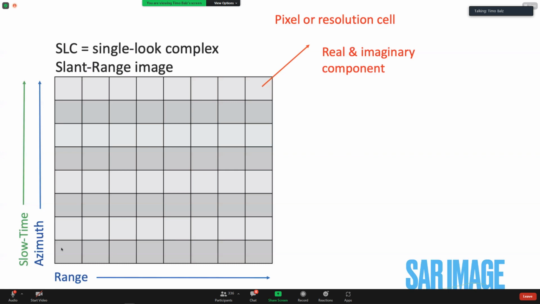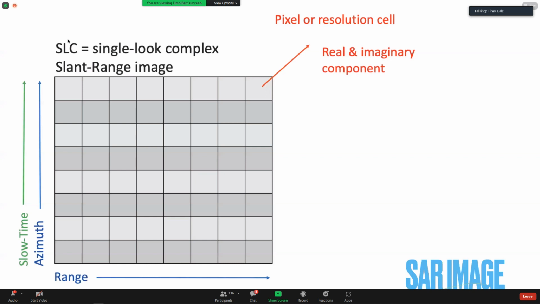And in azimuth, it's also a time. It is basically the flying time. It is much slower because it's the speed of the satellite by the pulse repetition frequency, how often you repeat the pulses. This can then be transformed into meters. But typically in the so-called slant range image, in the single look complex image, the format gives you that in timing.